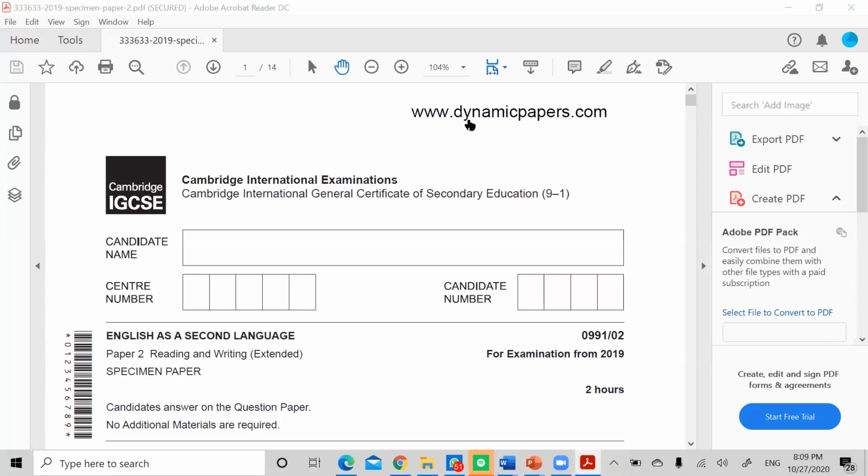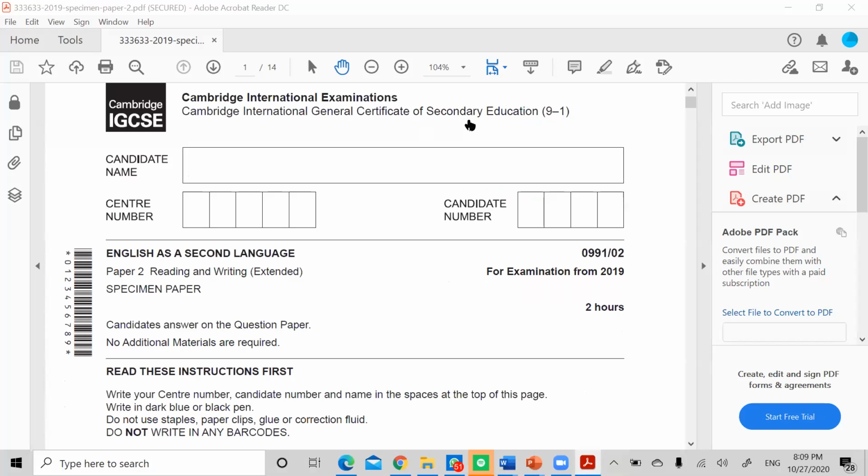Mu'min said that he thinks paper 6 is speaking, not sure though. Mu'min, we have two papers for year 10: paper 2 and paper 4, no paper 6. For the core syllabus, which is year 9, we have paper 1 and paper 3. Yes, Mu'min, paper 2 is writing, paper 4 is listening. Right, Mu'min.